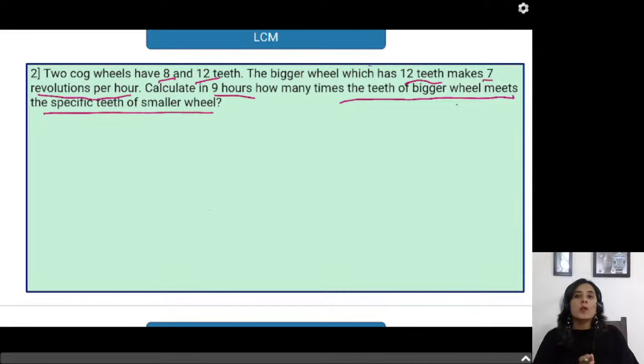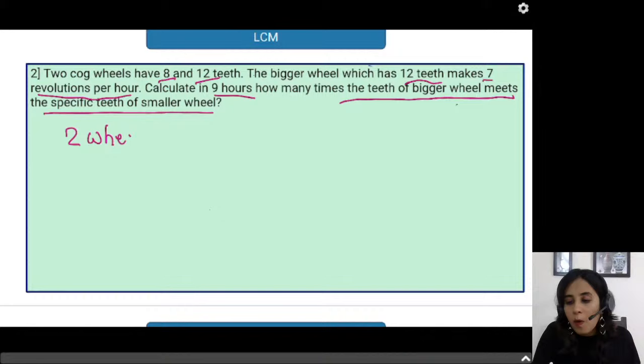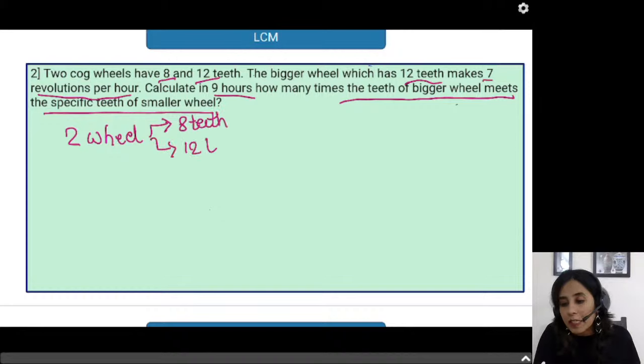So guys, first I'll explain you the concept here. See, we have two wheels. One is having 8 teeth and the other one is having 12 teeth. So there are these two wheels and they have different number of teeth.